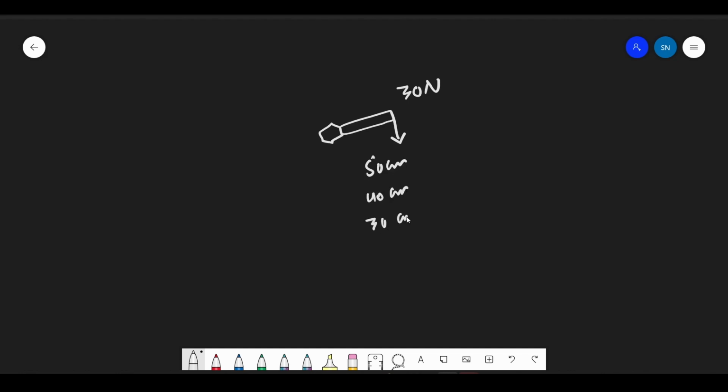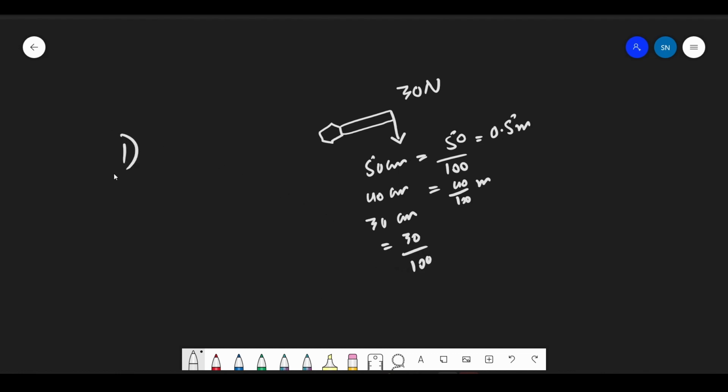What is the correct answer? What do you think is the correct answer? So 50 centimeters is how many meters? 50 by 100, 0.5 meters, right? So 40 centimeter is 40 by 100 meter, 0.4. 30 centimeter is 30 by 100, right?